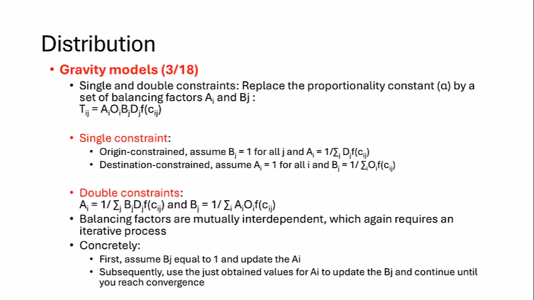Similar to the growth factor models, gravity models can be either singly or doubly constrained. The proportionality constant is replaced by balancing factors, Ai for origins and Bj for destinations. In a singly constrained version, you enforce either origin totals or destination totals, but not both. In a doubly constrained version, both constraints are applied. Once again, these balancing factors are interdependent, and the solution requires an iterative process. Assume values, calculate, update, and repeat until the totals converge to the target.